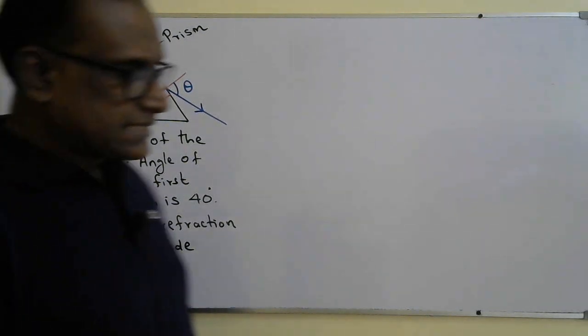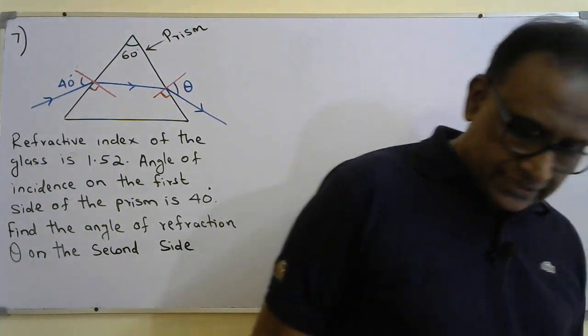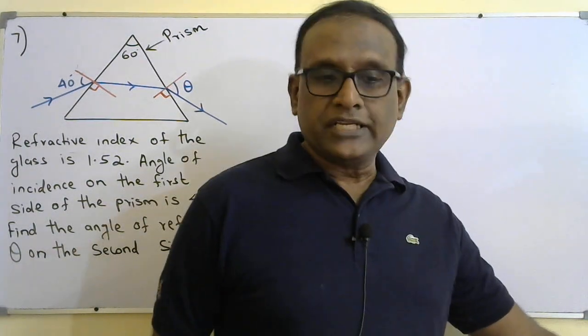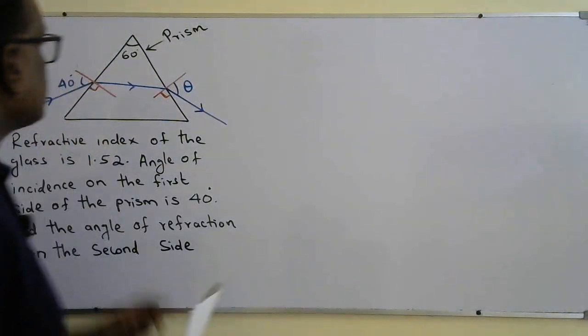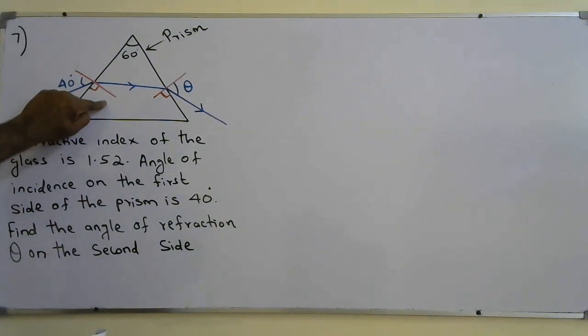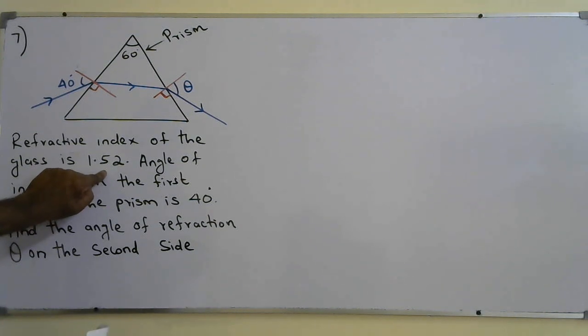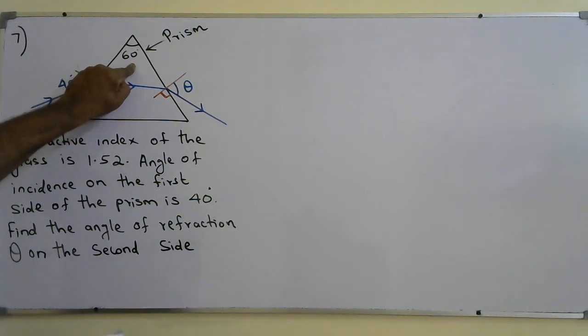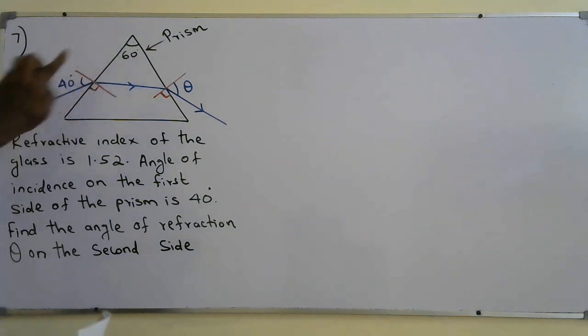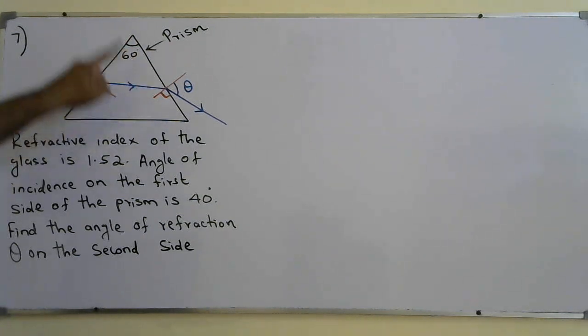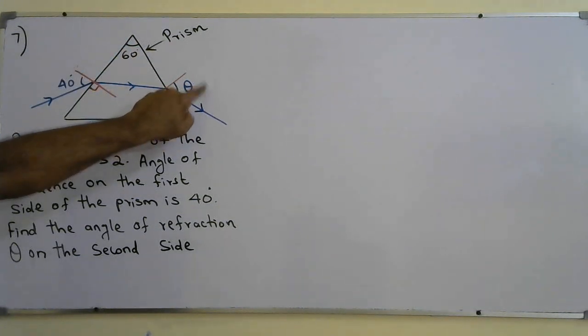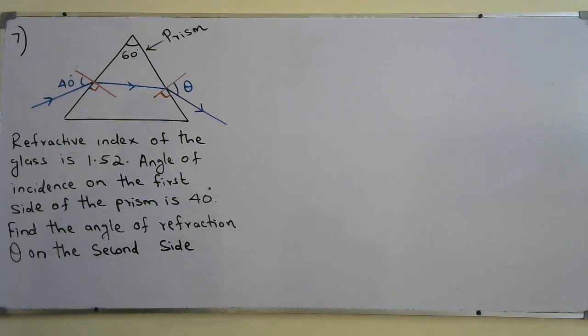Okay, so question number 7, you can answer, but here also we use a little bit of mathematics. This is a prism. The refractive index of the glass of the prism is 1.52. The prism angle is 60 degrees. The angle of incidence of the ray is 40 degrees. This is the normal to this side, this is the normal to this side. The question is, find the angle of refraction theta in the second face.